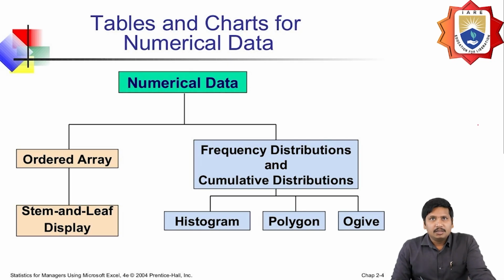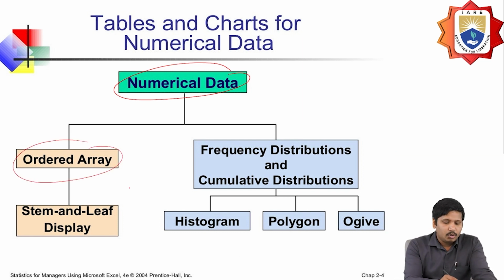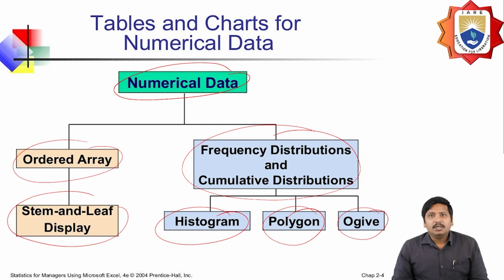Here, if I consider numerical data, normally data will be of two types: numerical data and categorical data. If I consider the numerical data, these are the methods available for constructing graphs: ordered array, and stem and leaf display. Similarly, we have frequency distribution and cumulative frequency distribution. For these, we are going to construct a histogram and polygon. So these are the different types of methods available for numerical data.